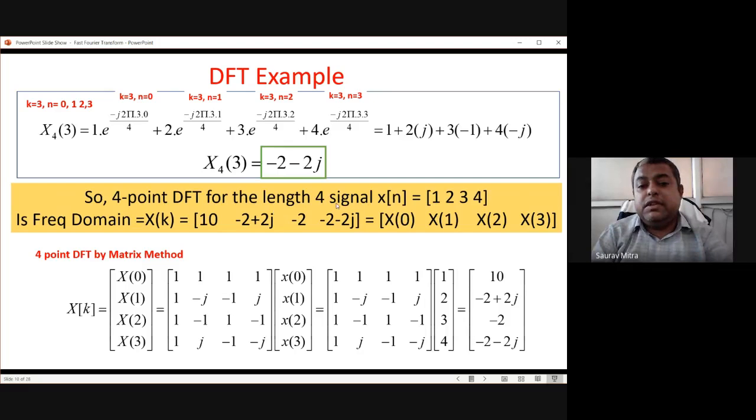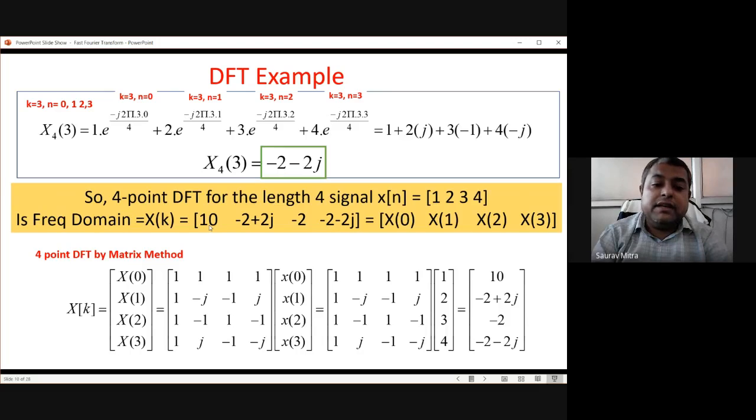So the 4-point DFT for the length 4 signal xn 1 2 3 4, in the frequency domain it will be Xk. Just see that this is small xn and this is capital Xk, and the DFT is nothing but 10, minus 2 plus 2j, minus 2, and minus 2 minus 2j.